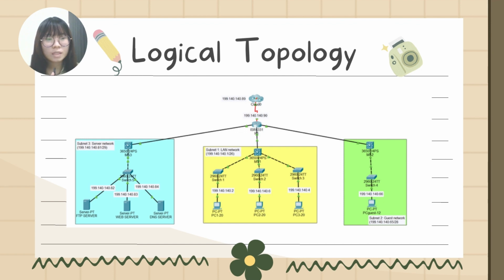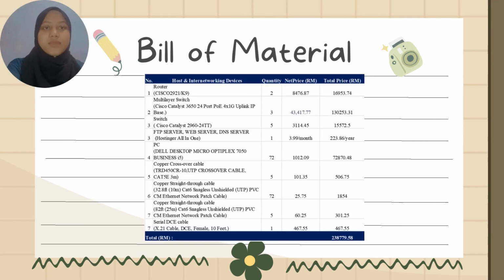The design provides scalability, flexibility, and efficient traffic flow for the network infrastructure. That's all for the logical topology. For the bill of materials, we have listed 8 materials with a total price of more than 200,000.